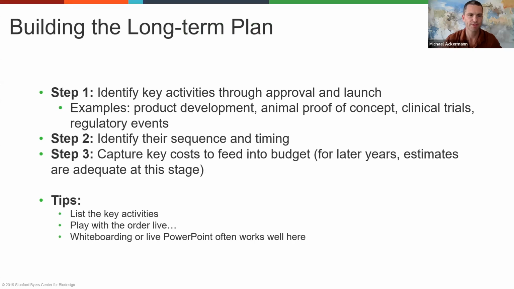So 3 easy steps. I promise this is simple. So the first is to identify the key activities. You guys are experts at brainstorming now, and I think that's the best way to do this. So whatever brainstorming process you think is best for you and your team, just identify all those key activities. What are all the things that we have to do between now and launch? And maybe you get 20 or 50 up on the board, and you can boil it down to the ones that are the most relevant for this scale. But examples are product development or animal proof of concept, clinical trials, etc.